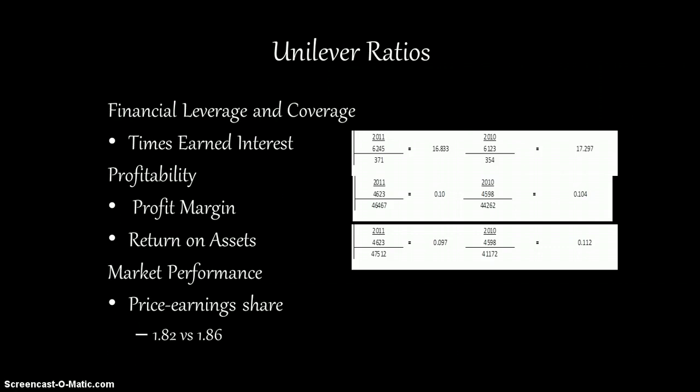For 2011, earnings per share was 1.82, which is lower than 2010's earnings per share of 1.86. The highest was in 2008 when earnings per share was 2.31. Unilever's price to earnings ratio for 2011 was 18.17, which is higher than 2010's, which was 16.44. Unilever's assets sell 18 times the earnings. Unilever has potential for growth, which is why investors are willing to pay more than its current earnings.